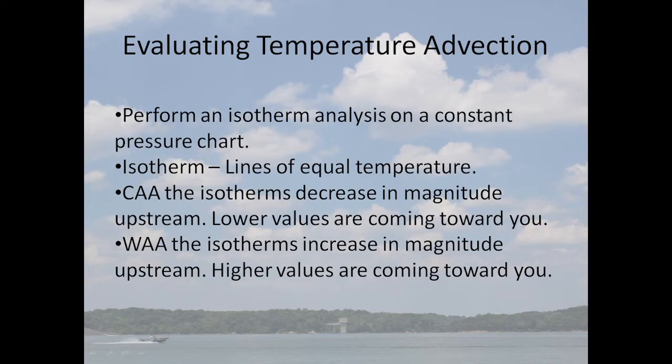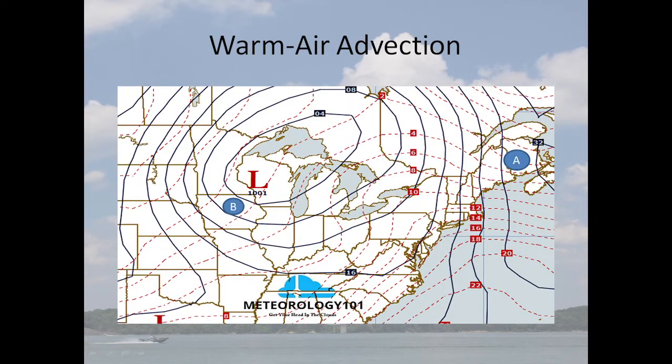So if we look at this, it's going to be more like on a thickness chart. As the isotherms decrease in magnitude, that just means they're getting further apart. It's a weaker gradient upstream, then lower values are coming toward you. So we have the thermal gradient. You look at point A, a tight thermal gradient. Point B, it's a little bit looser. Both of these, the isotherms are perpendicular to the isobars. So we do have thermal advection. It's just at B, we have cold air advection.